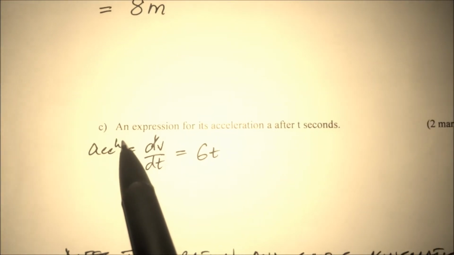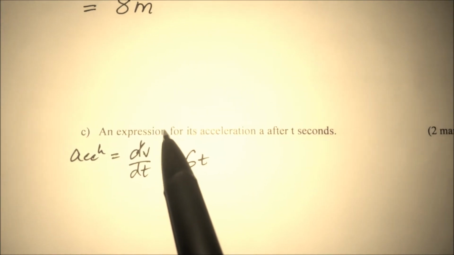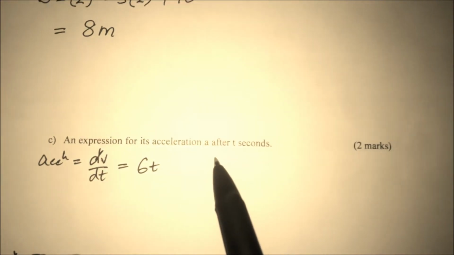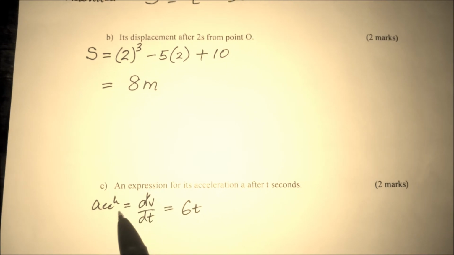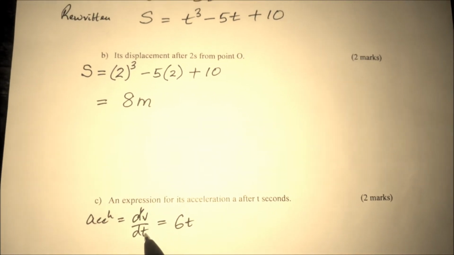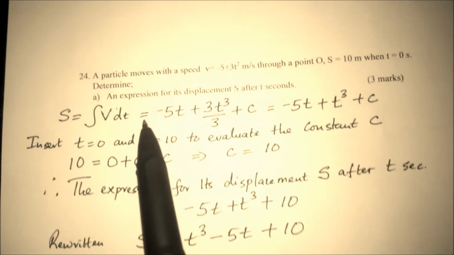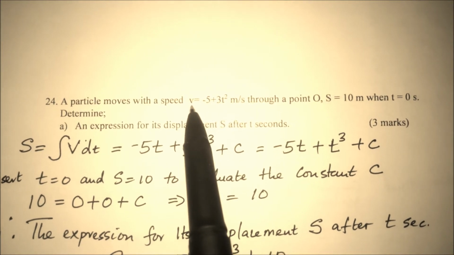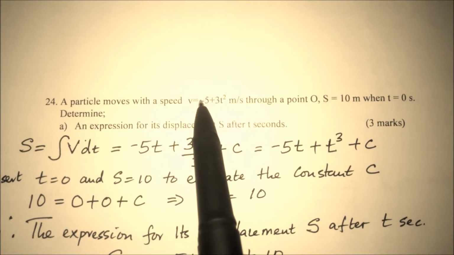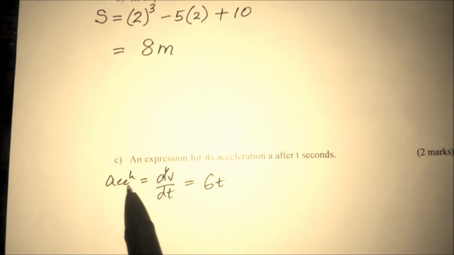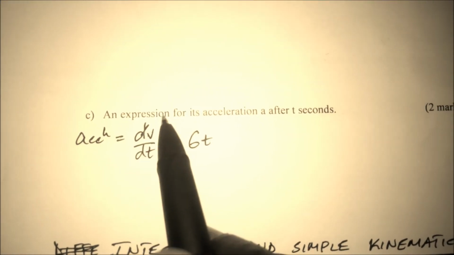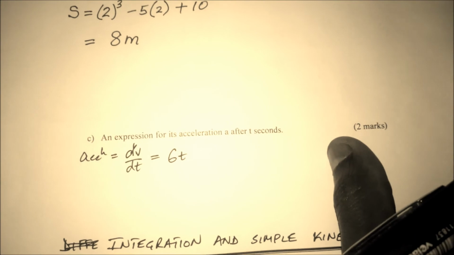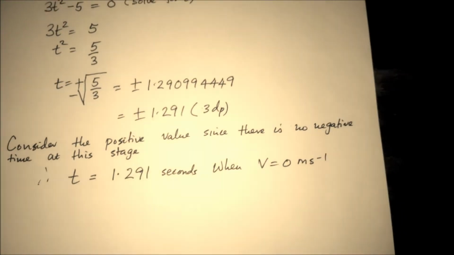Requirement for part C, this is an expression for its acceleration, that is acceleration a, after t seconds. So the acceleration is now the derived function of v. So remember what we had across here. If we want to get a, we get dv/dt, and this constant disappears, so we get 6t. And this is what we have down here. So the acceleration dv/dt is given by 6t. Right, that is simple. Then we go to the next requirement.